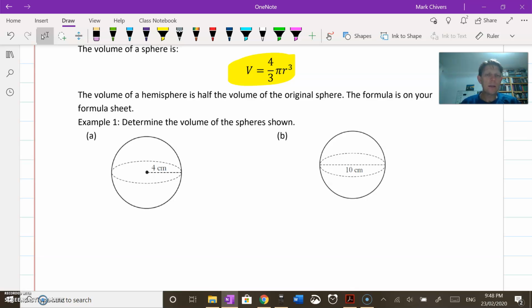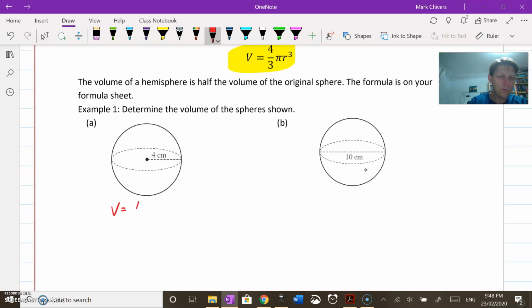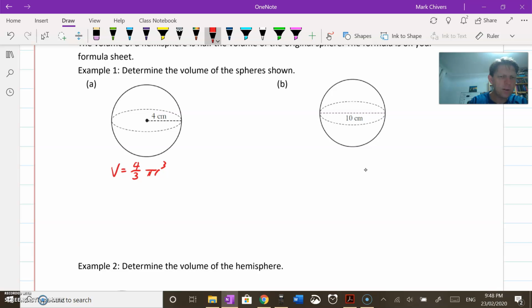You just got to know that particular fact. So all we've got to do is basically use the formula. Some very basic examples here to start with. Once again, write the formula out, substitute, then evaluate. So volume equals 4/3 of pi r cubed. Be very careful there because you're probably very used to writing pi r squared for area. Just bear in mind that it's got to be pi r cubed.